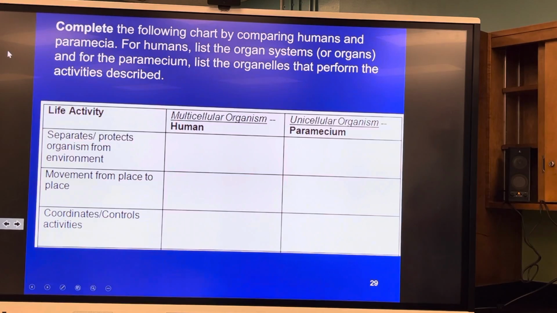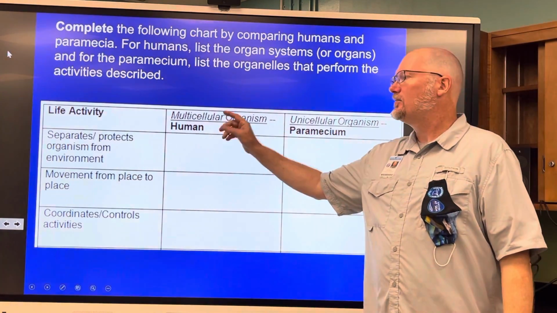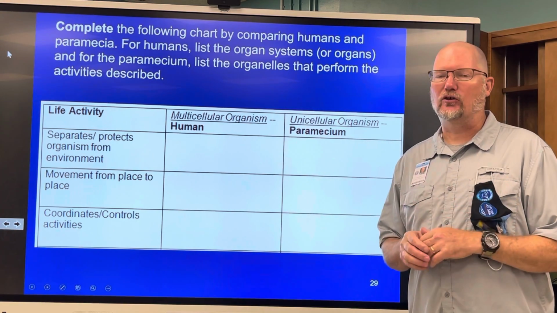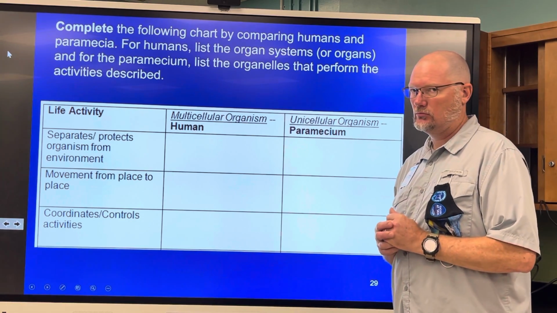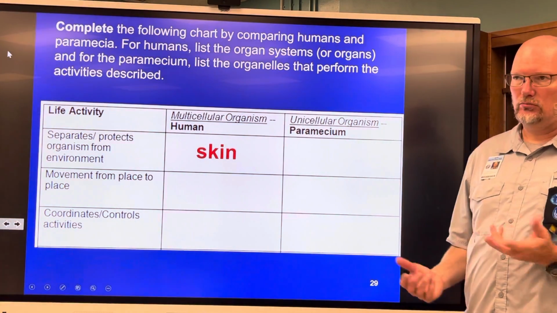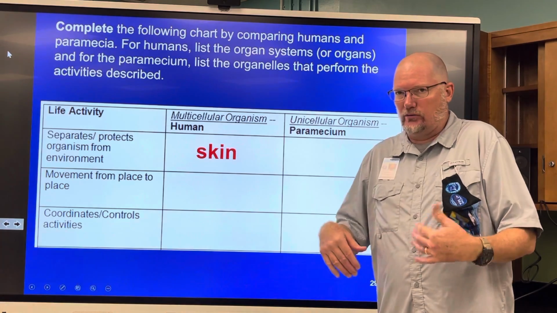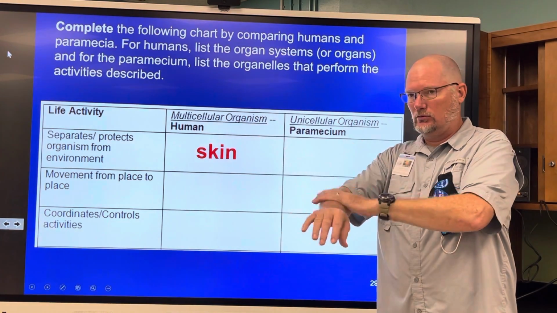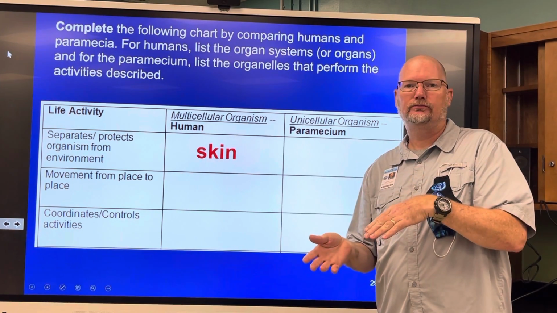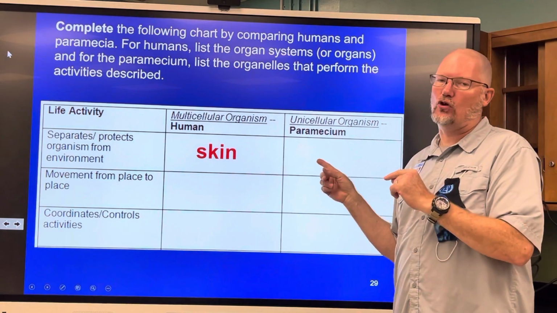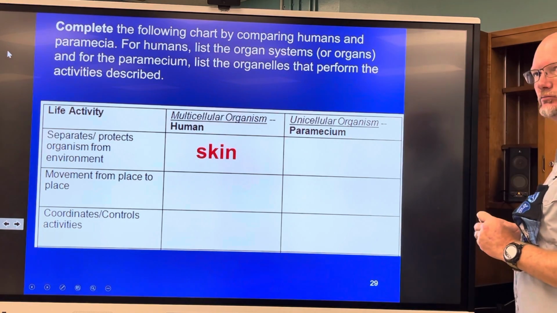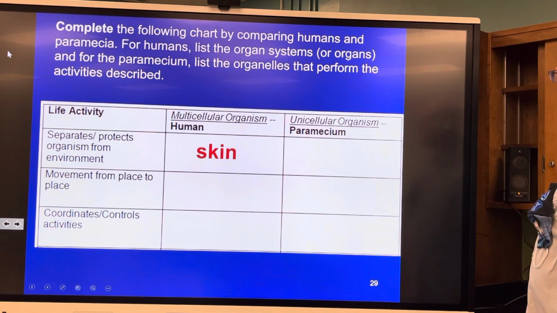So this is what in a human being separates and protects organisms from the environment. The skin. This is the organism. This is the environment. This is what protects us. Protects our internal from the external. Okay? What protects the internal from the external in a single-celled organism? If you said cell membrane, you were correct.